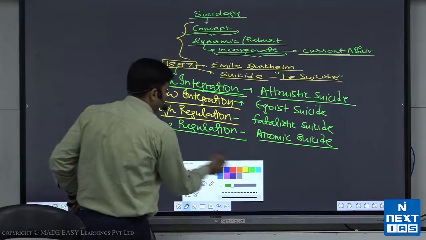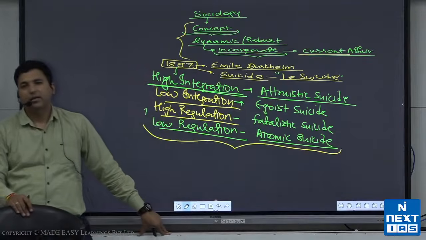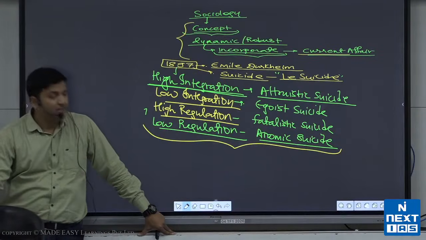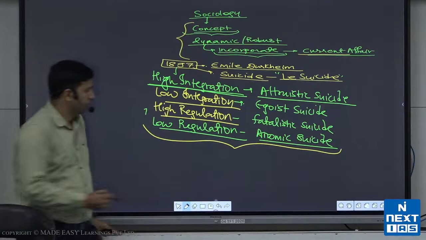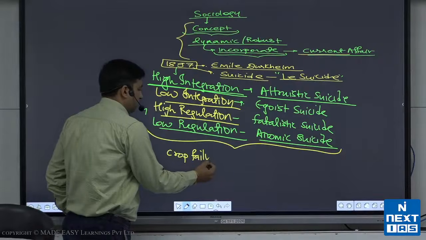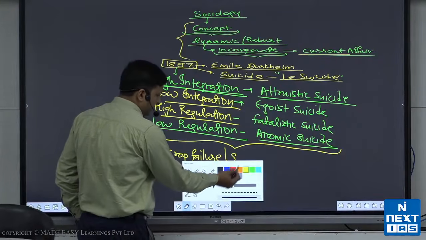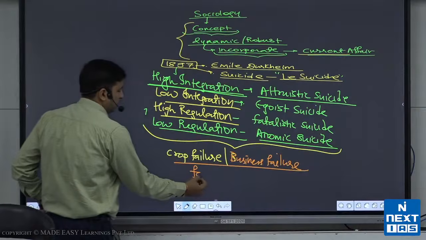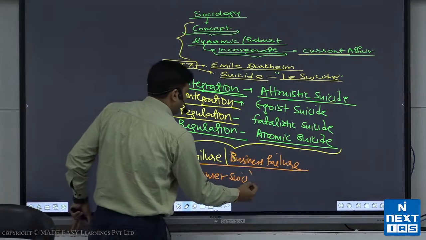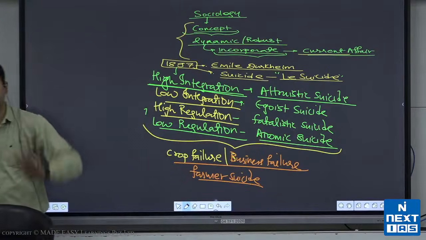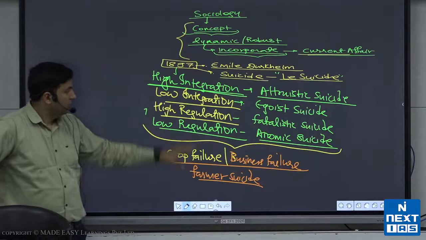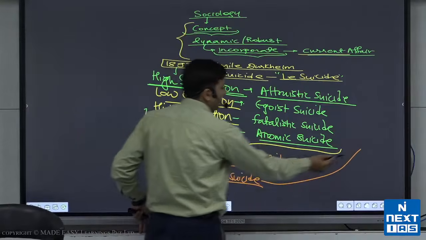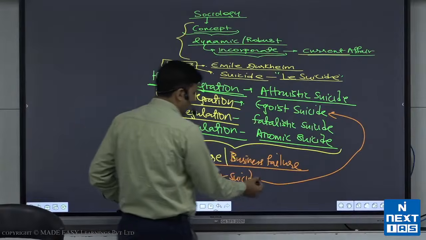Now, if you have understood this theory, tell me: if a person is ending their life because business or crop failure occurred, I am talking of a farmer's suicide. So why did the farmer commit suicide? Now if you read a report that a Vidarbha farmer has committed suicide, suppose hypothetically, here you may place it, based on your understanding, under low integration as well as high regulation.